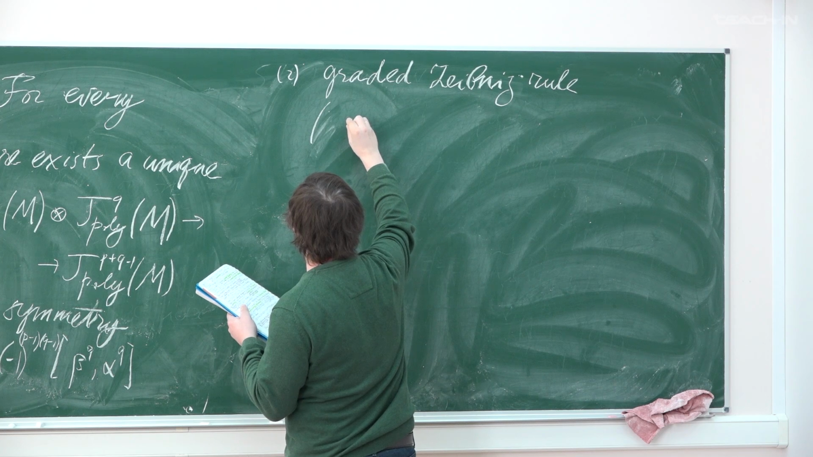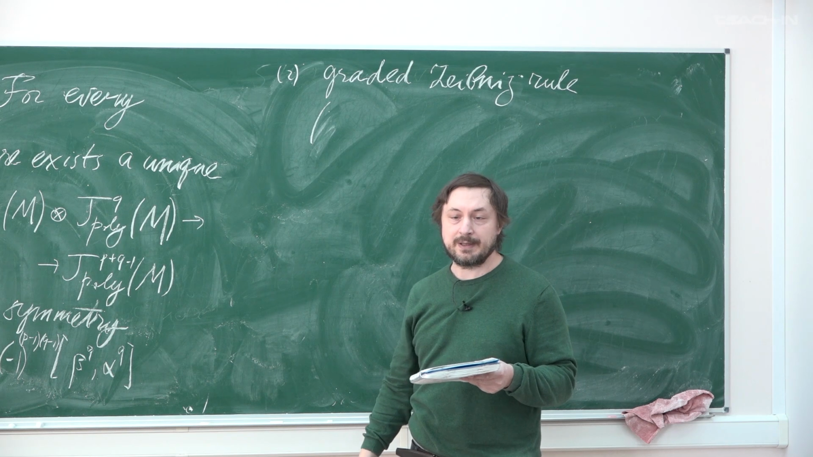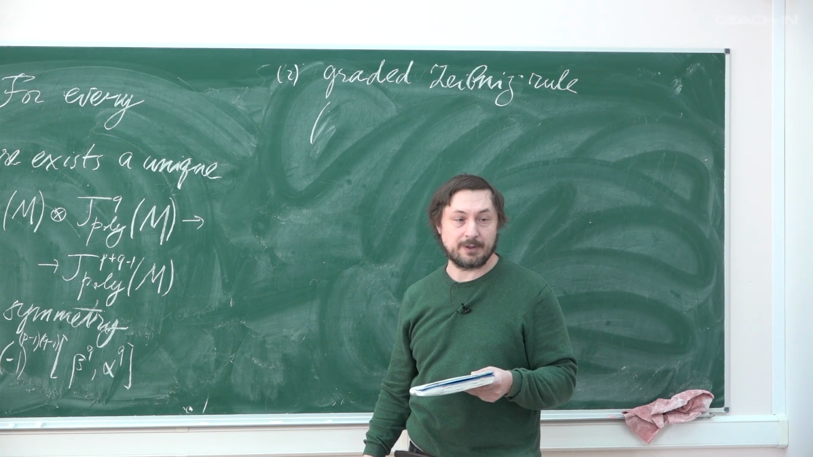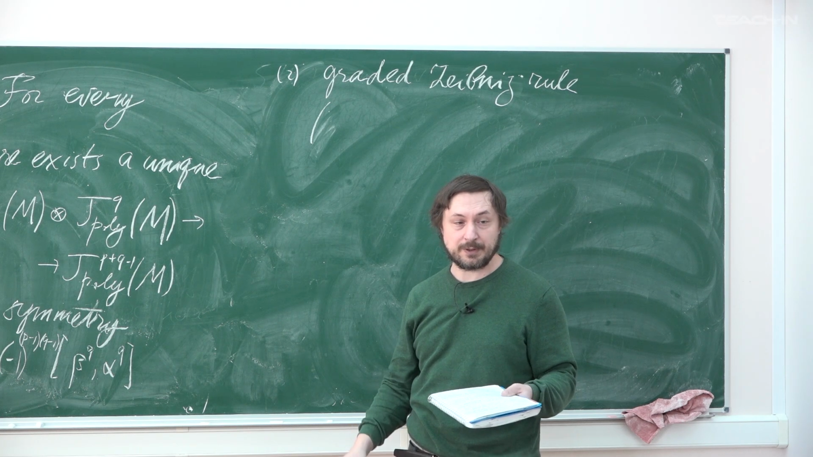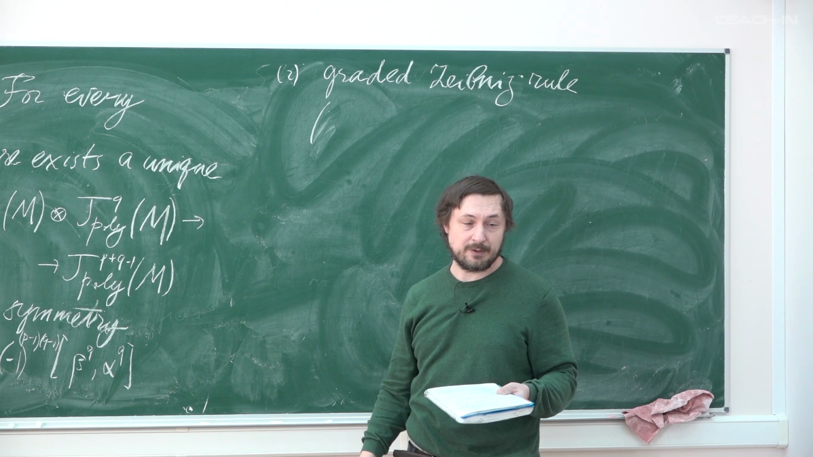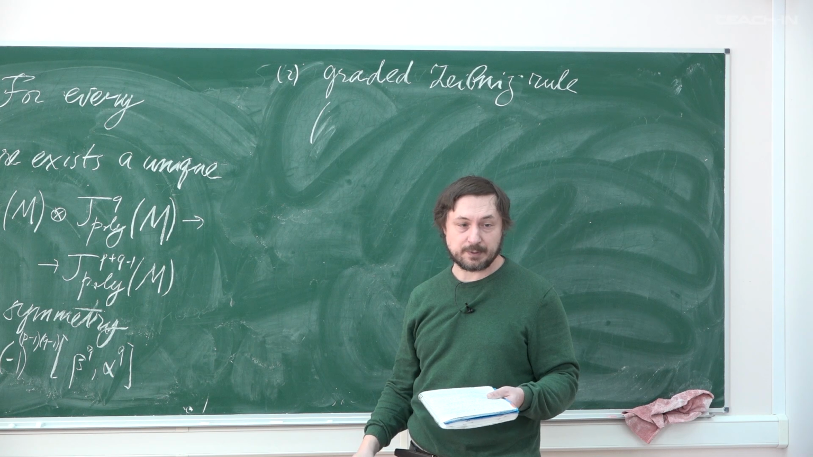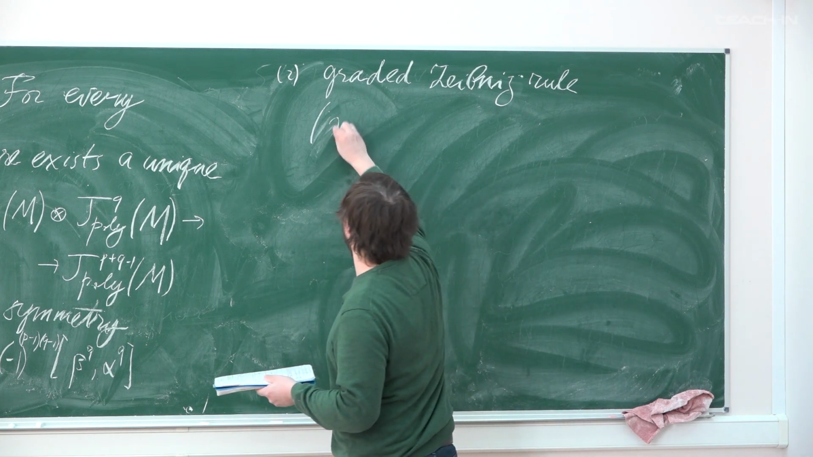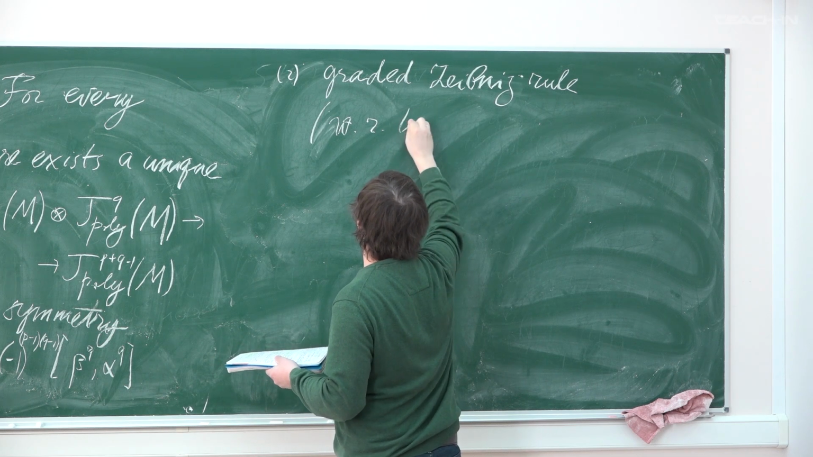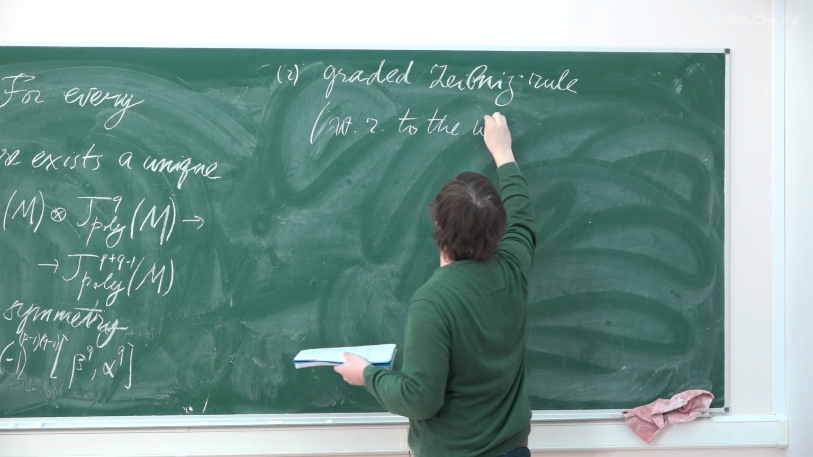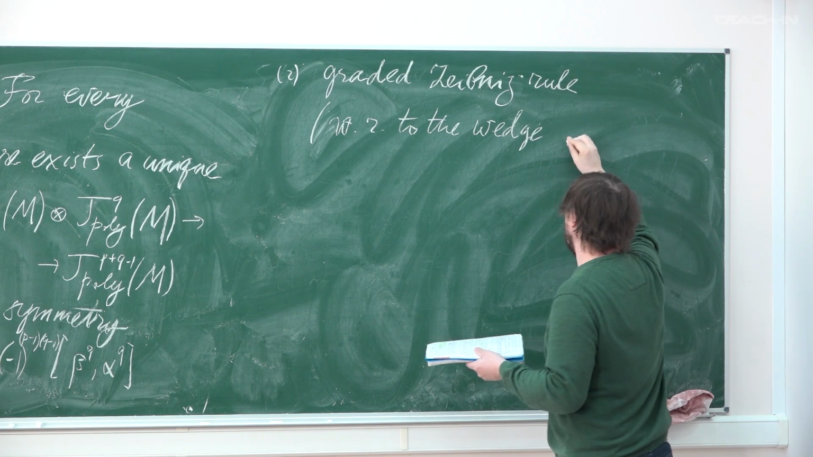I forgot to say, but I think everybody knows that just like in the case of differential forms, you can introduce the wedge product on polyvectors. When you have two differential forms, you can form their wedge product, and the same can be applied to polyvector fields. You can form their wedge product, and this wedge product is skew-symmetric in the usual sense.